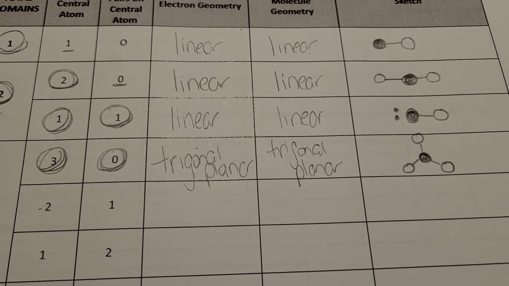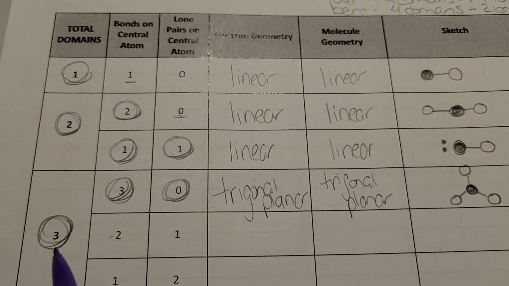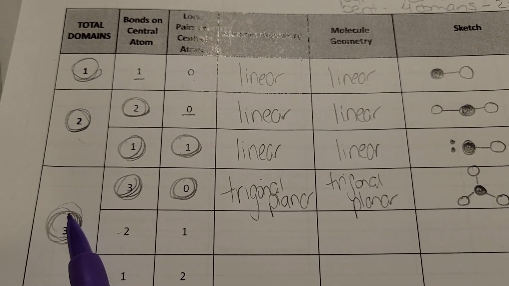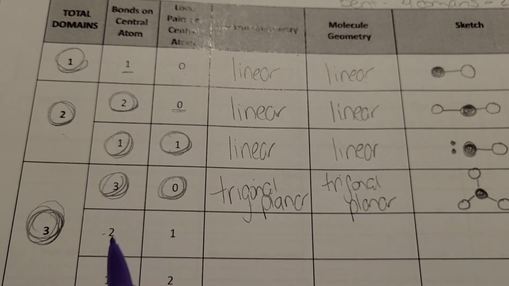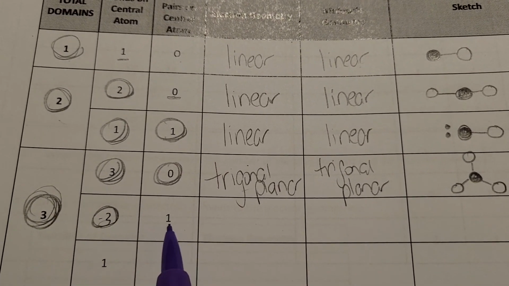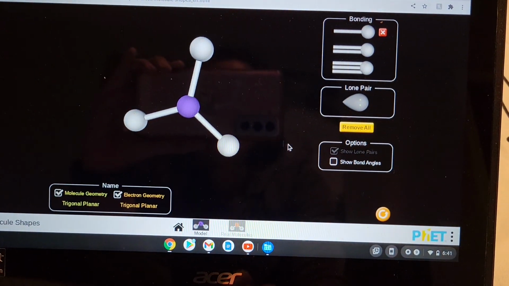Okay, so now this is where stuff starts to get kind of cool, how the shapes are starting to change now. So we still have 3 domains. So we have 3 things that are going to be on the central atom. 2 are going to be bonds, and 1 is going to be an unshared pair. Okay, so let's see how that changes things.